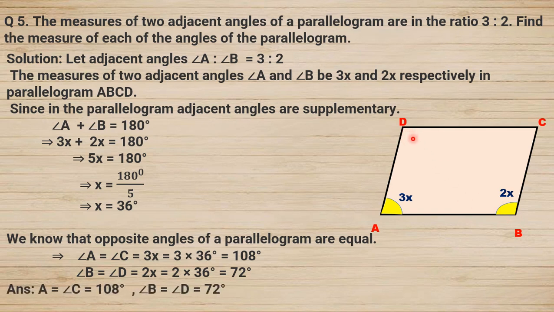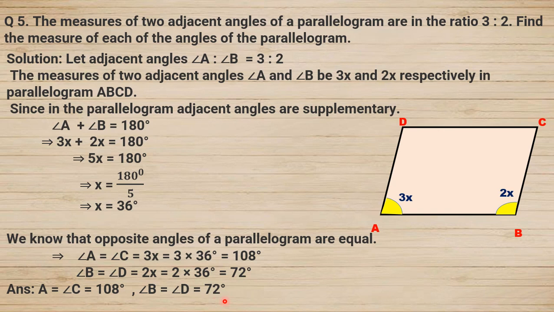So here we get all four angles of this parallelogram ABCD: angle A and C equal to 108 degrees, angle B and D equal to 72 degrees. So the problem is very simple. If the ratio is defined, first of all you have to see which angles are taken, then find the ratio given by taking the value of the angle as x.